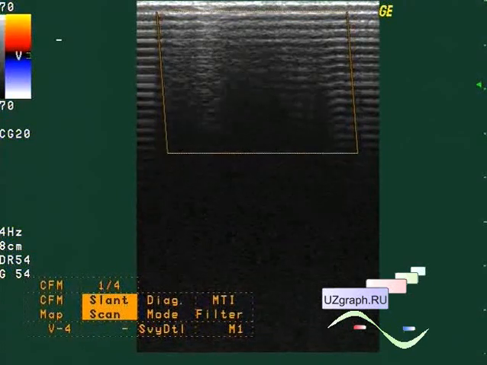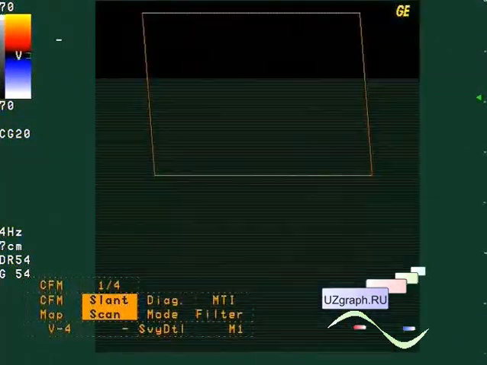Also, we use a color flow mode to analyze the blood flow in the thyroid.